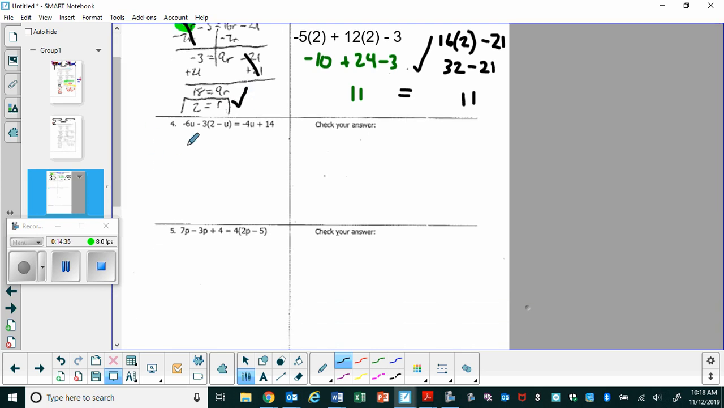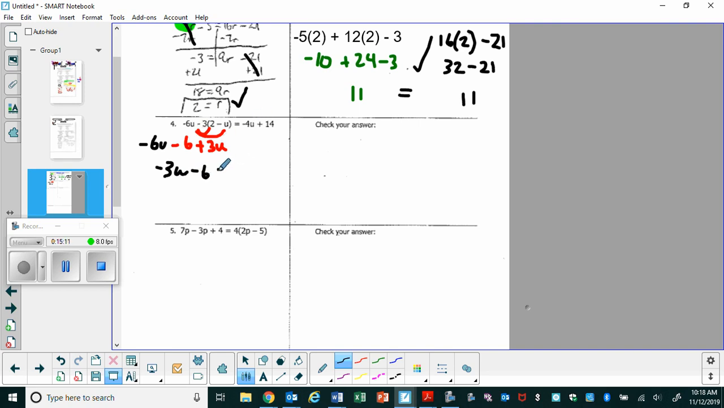Now I'm actually not going to work you all the way through the next 2 problems, but I am going to remind you that for number 4, the first thing you're going to do is leave the negative 6u alone, and you're going to distribute this negative 3 to get a negative 6, and you're going to distribute the negative 3 to get a plus 3u. We've already reviewed how to distribute, and then right here you need to combine like terms. So this negative 6u plus 3u is where I'm going to get my negative 3u. And then I have minus 6 on this side.